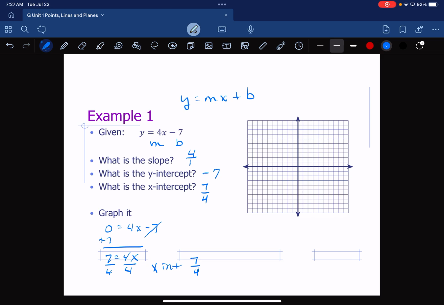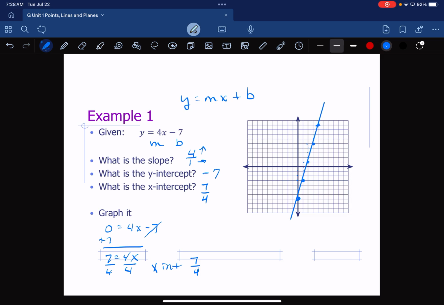Now let's graph it. For slope-intercept, we begin at the B, so I'm going to count down 7. Then the slope is telling me to go up 4 and then right 1. I'm going to put my pencil on my beginning point and count up 4 and right 1. I can do that numerous times, like this, and then I can sketch my line through those points.